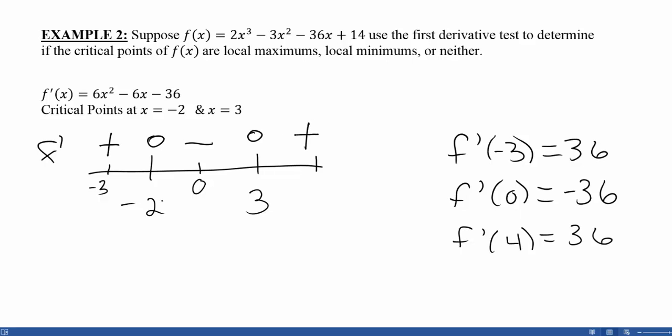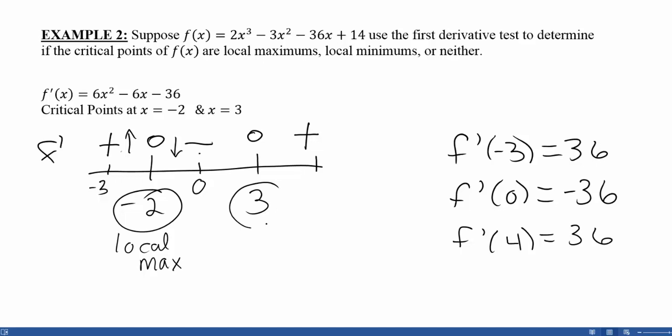So here, when I consider -2, I see that my first derivative is going from positive to negative, which means my original function was increasing and then decreasing, which means that -2 is a local max.